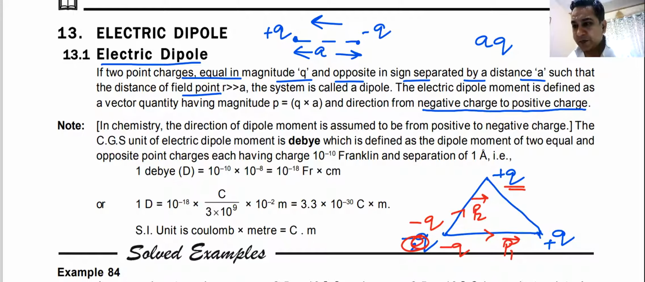P1 and P2 are two vectors which are inclined at some angle. You can find the value of the resultant vector, and you can find out the net dipole moment of the system. This is an easy question. You can expect such questions sometimes in the JEE. So I've told you, if this question comes, you should be able to solve it like this. Yes or no? You understand this?